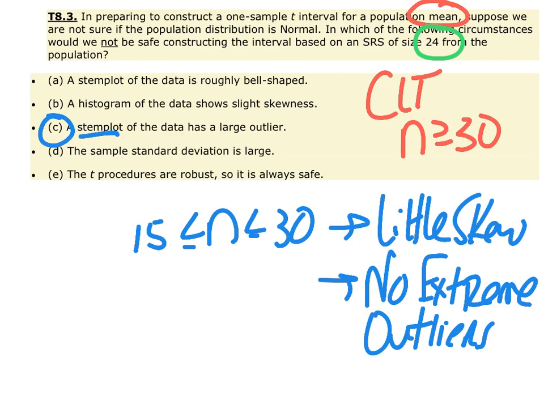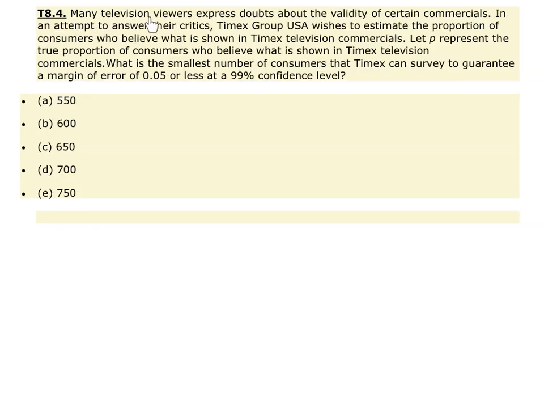Number four, many television viewers express doubts about the validity of certain commercials. In an attempt to answer their critics, Timex Group USA wishes to estimate the proportion of consumers who believe what is shown in the Timex television commercials. Let P represent the true proportion of consumers who believe what is shown in the Timex television commercial. What is the smallest number of consumers that Timex can survey to guarantee a margin of error of 0.05 or less at a 99% confidence level?